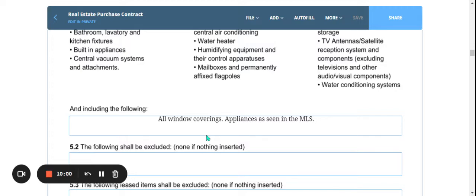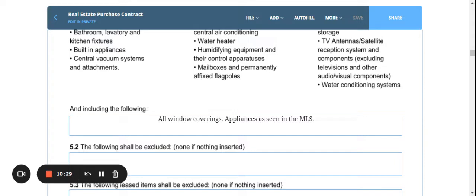So I would just write in here that we want all window coverings because, again, that's something that does not come with a house. But who wants to move into a house without any window coverings? That's kind of inconvenient. And then I also say appliances as seen in the MLS. So if you've seen it online and the seller didn't outrightly say that it was not going to come with the house, I'll definitely ask for it to be in the contract.